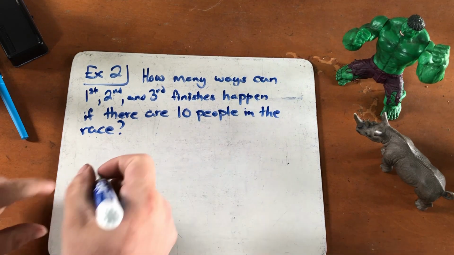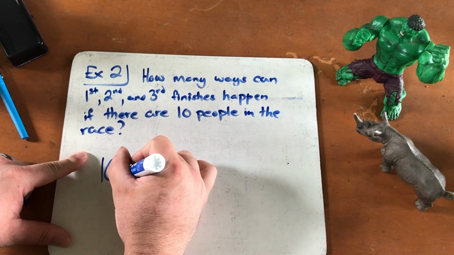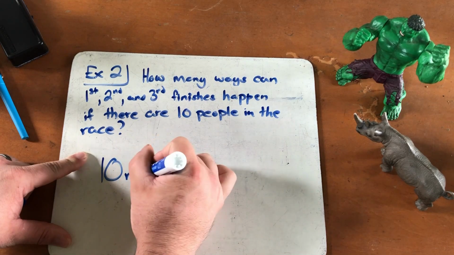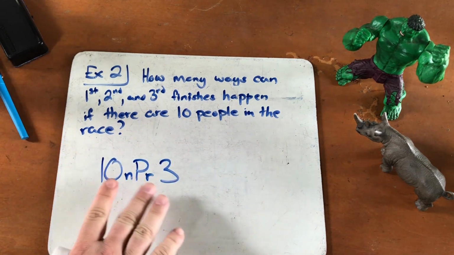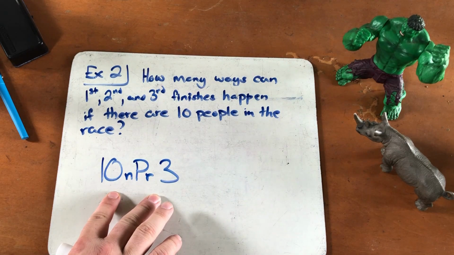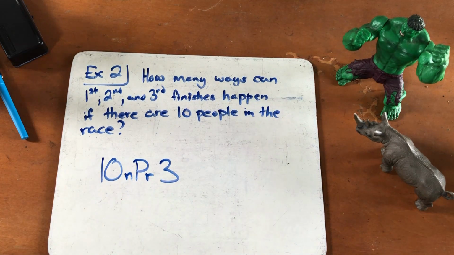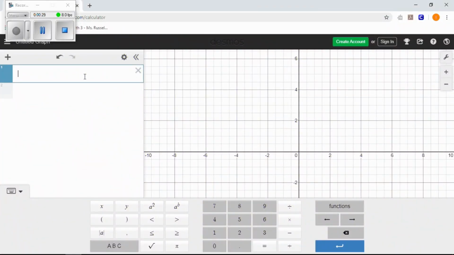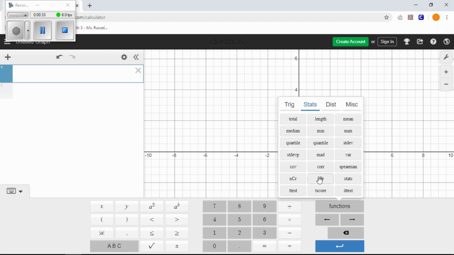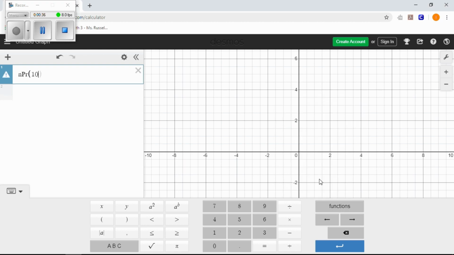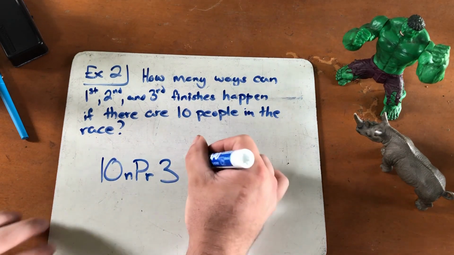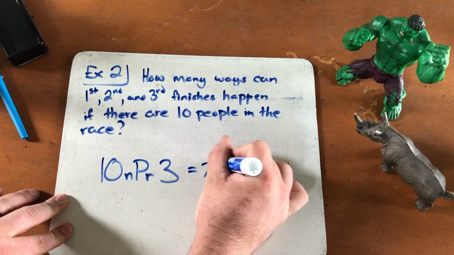So once again, we're using 10 and 3, but this time we're using 10 nPr 3. This is how it would look if I were to put it in my calculator. I'm going to show you how it would look when I put it into Desmos. Example number 2, I need to do 10 nPr 3. I go down here to function, stat, nPr. Larger number goes first, small number goes second. My answer is 720. 10 nPr 3 equals 720.